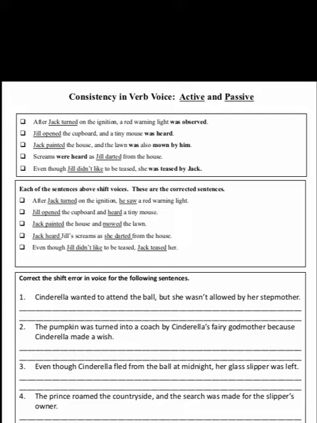Here are some more examples. After Jack turned on the ignition, a red warning light was observed. So instead we would say, after Jack turned on the ignition, he saw a red warning light, to show active voice.